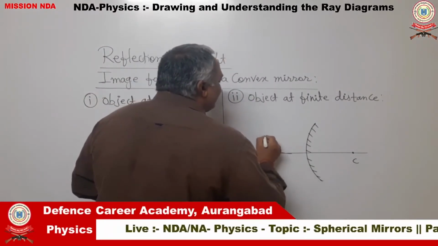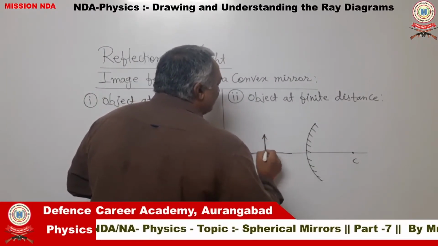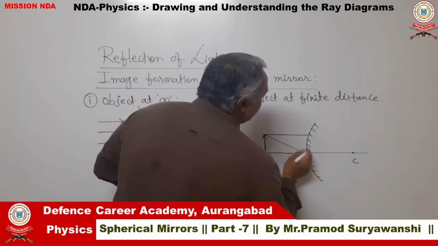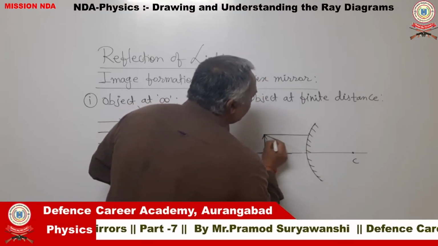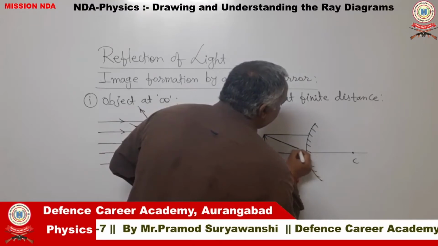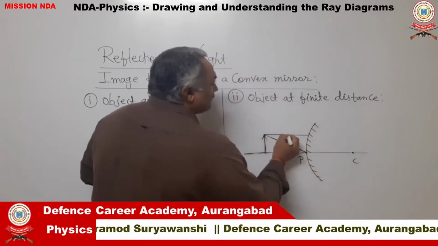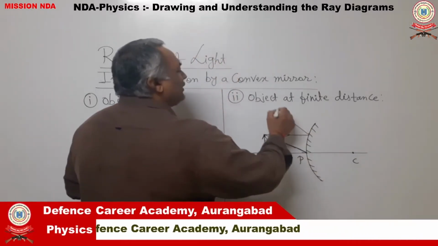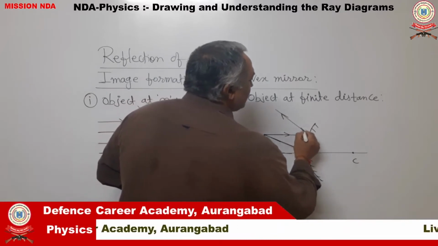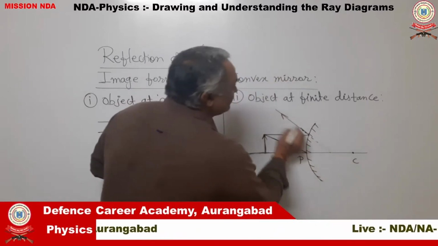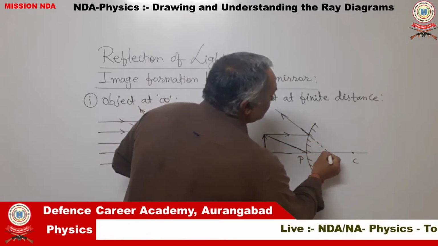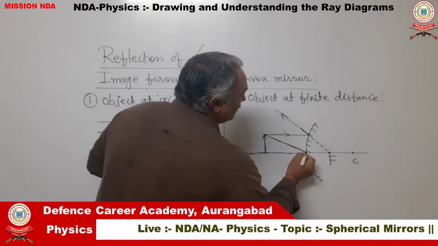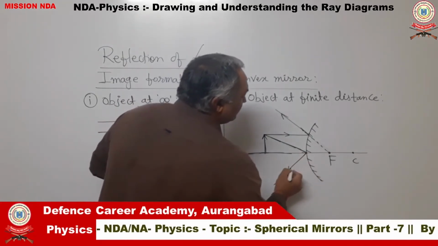Next, two rays of light. The most convenient rays of light in this diagram are first one parallel to the principal axis and second one incident at the pole of the mirror. So incident here. This is your pole. The incident ray parallel to the principal axis, after reflection, is going to diverge, but it appears to be coming from the focus. So you need to produce this ray backward so that it intersects at the focus. The second ray of light is going to go symmetrically at the pole in this manner.